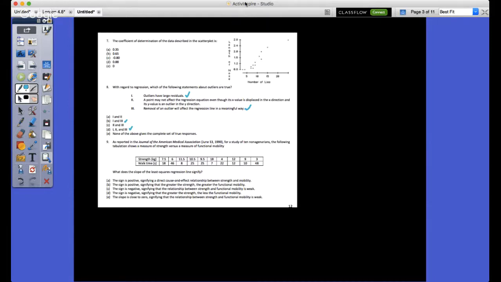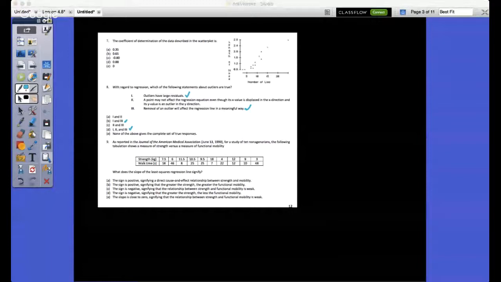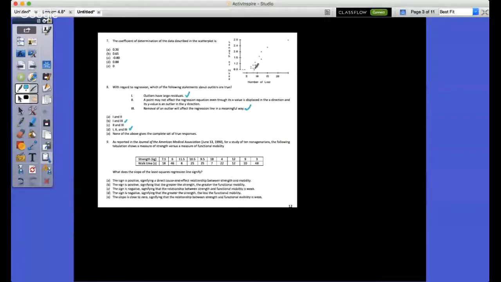So the second one is a little weird. It's just wordy more than anything. The second one's just weird. And I don't really like the wording, but it says a point may not affect the regression equation. Affect. It's displaced in.